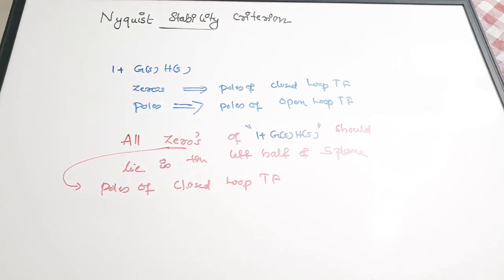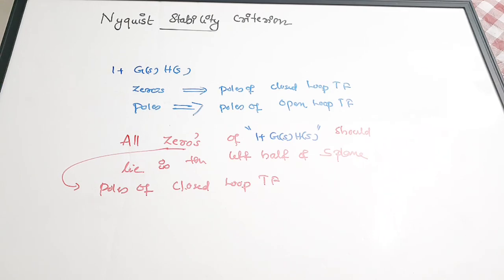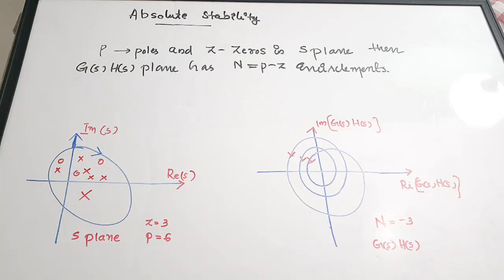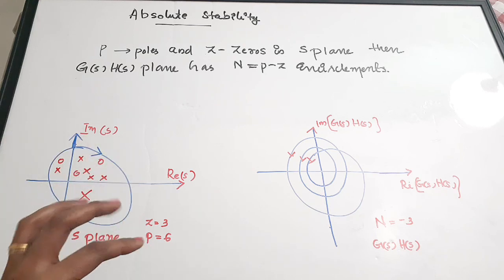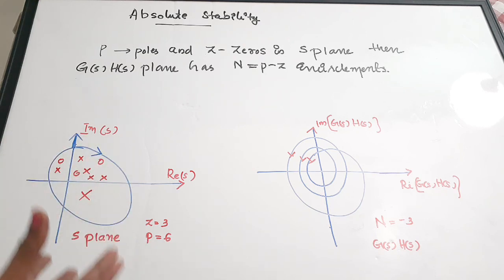Now, if you go for an advanced version of it, that is, a more detailed version in terms of the encirclements on the g of s h of s plane, you will get an absolute stability definition. So next we are going to discuss the absolute stability. For talking about absolute stability, before that, you should know that there is an S-plane. In this S-plane, we are going to mark the poles and zeros of our closed loop system.